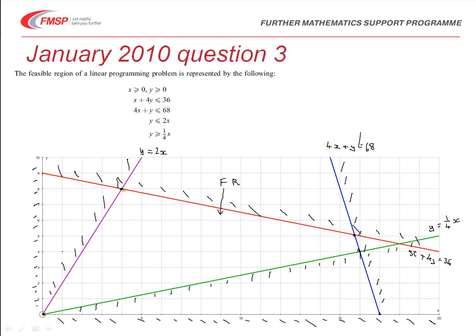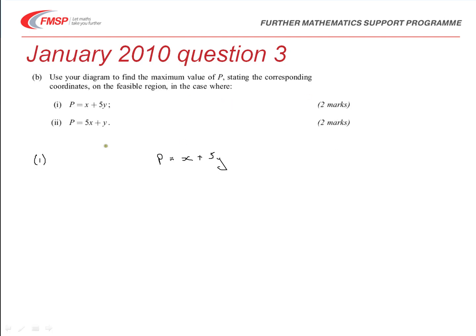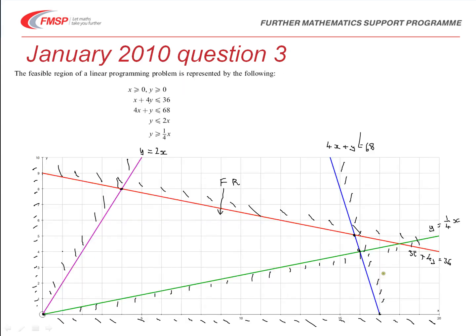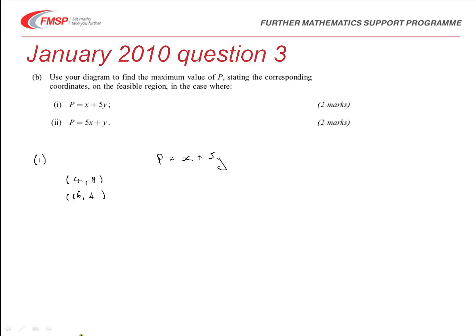So we have a coordinate here of 4, 8, a coordinate here of 16, 4. So let me just write those down. We've got 4, 8, 16, 4, and then the third coordinate is about 15.7, 5.1 approximately. So what we can now do is to work out this value of P for these coordinates.